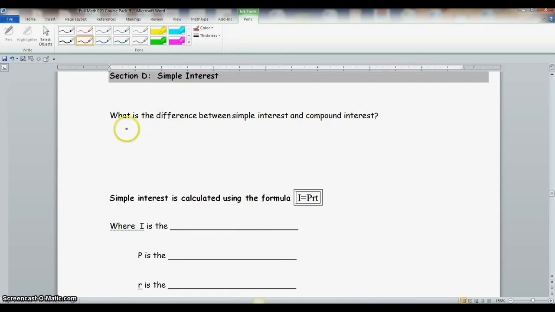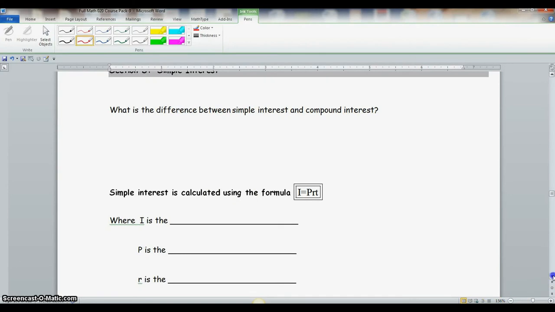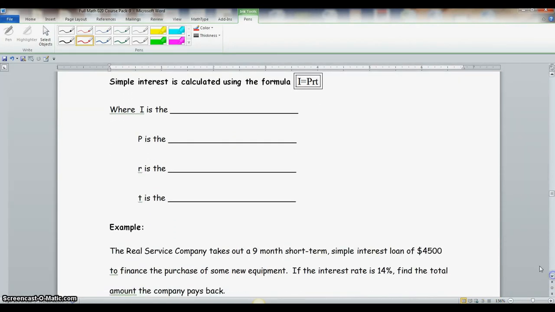Now we come to simple interest. It says, what is the difference between simple interest and compound interest? We will answer that in class. Now we come down here to simple interest, which is calculated using the formula I equals PRT, where I is the interest, P is the principal, R is the rate, and T is the time. Now time is calculated in years.